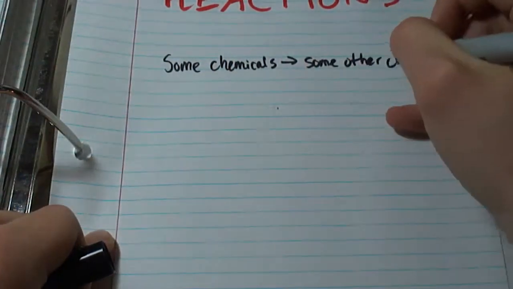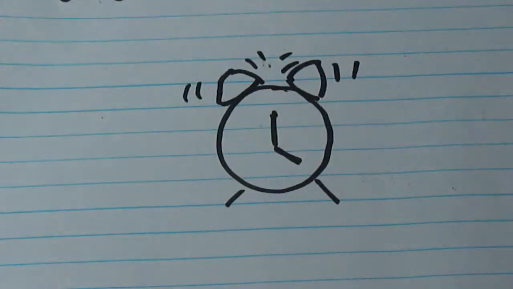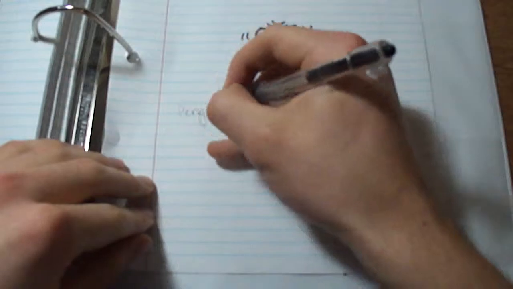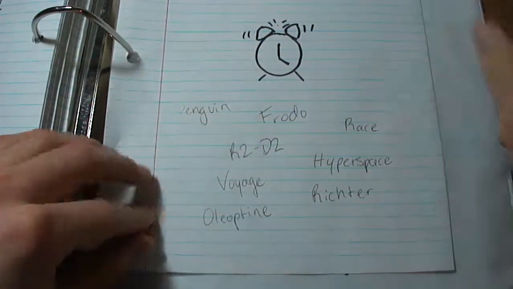The unit on reactions is an absolute marathon. There's quite a bit of material here, and I'm not certain that whatever transuniversal communication we have going here will last long enough for me to relay all of it. Just remember to keep track of Penguin, Frodo, R2-D2, Race, Voyage, Hyperspace, Richter, and Oleoptine. Yeah, don't ask.